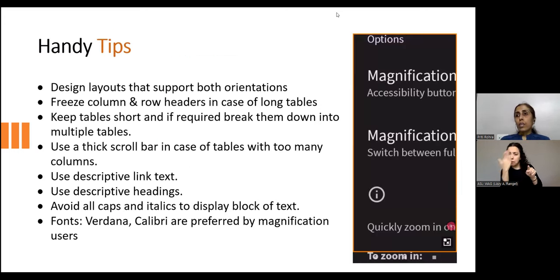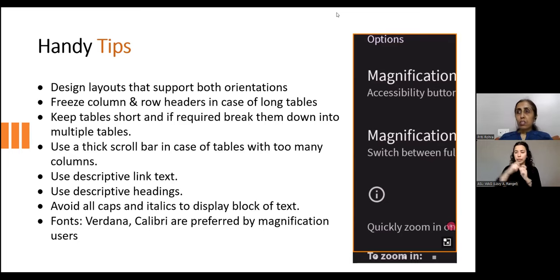Here are a few handy tips that I would like to share. Mobile apps or websites support both layouts, so your user might be using it in a portrait orientation or a landscape orientation. On a mobile, I would prefer landscape as a low vision user when I have magnification turned on, because my screen area increases, and that way I can read with more comfort as compared to a portrait orientation.